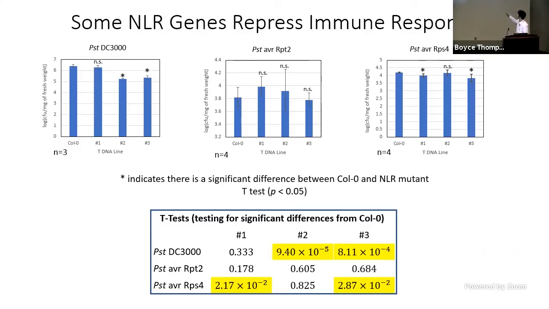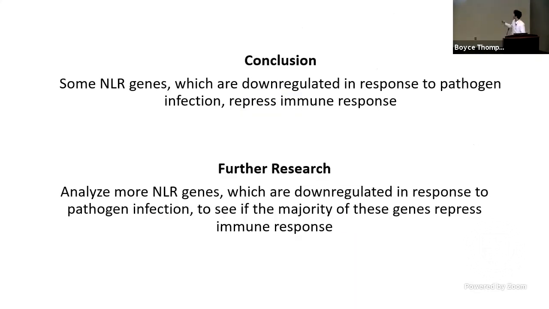So moving on to my conclusions, I previously stated that some NLR genes are downregulated in response to pathogen infection. And because of this, we noted this trend only for 3 plants. We want to investigate more plants, and we want to perform more repetitions to see whether or not this trend holds. Thank you very much.